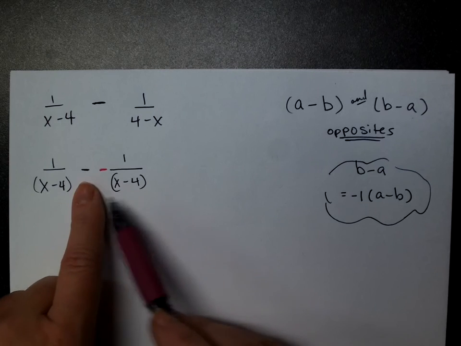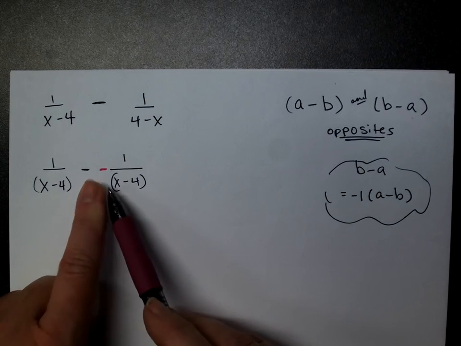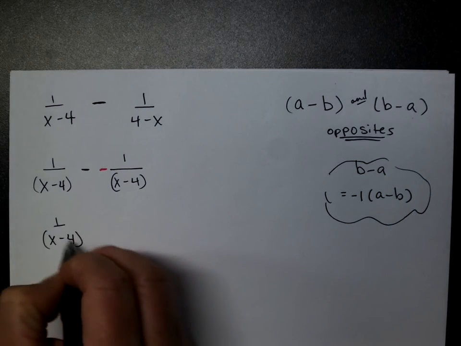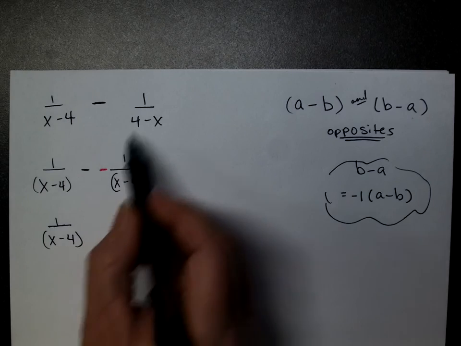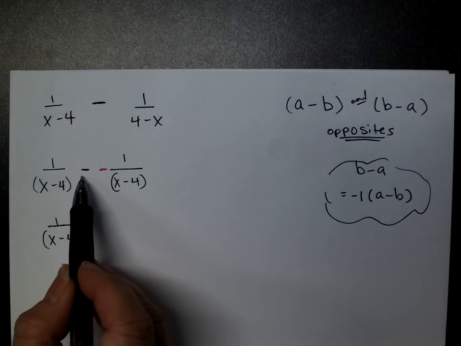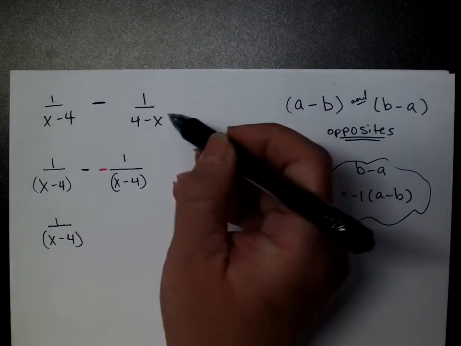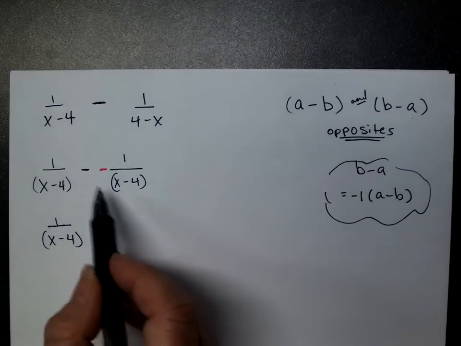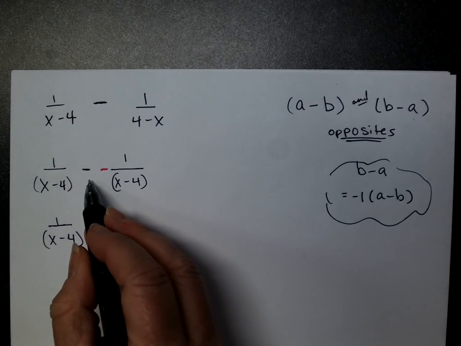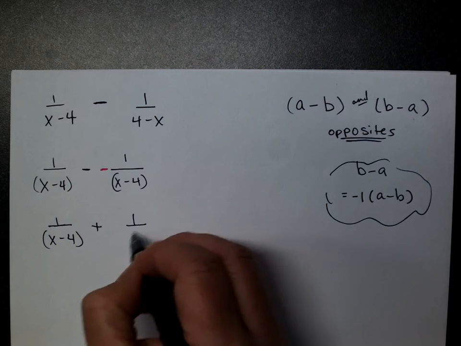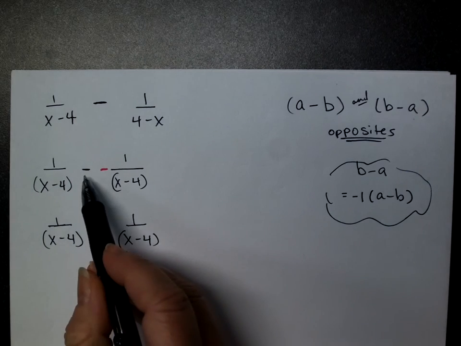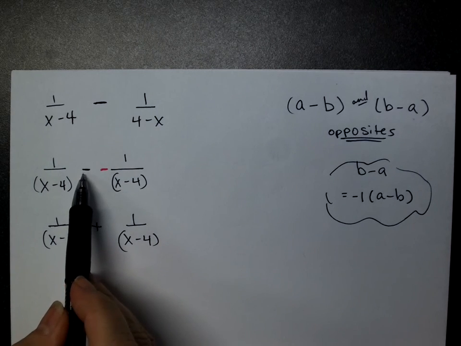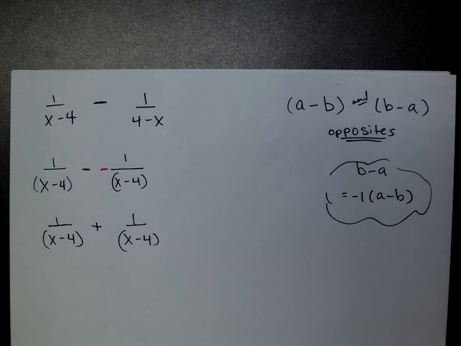Now it was already subtraction, which means, what does this do to my operation? So 1 over x minus 4 minus 1 over 4 minus x becomes 1 over x minus 4 minus negative 1 over x minus 4. I flipped my denominator to its opposite, which was legal as long as I factored out that negative 1. Is it going to be plus negative? No, because minus and negative becomes a positive. If this were a plus, it would become subtraction. It just flips the operation.